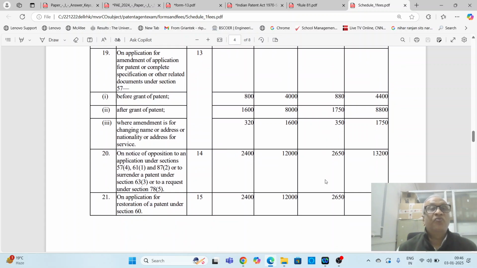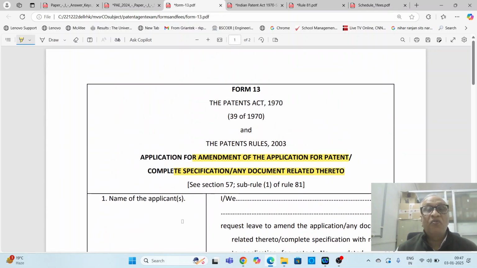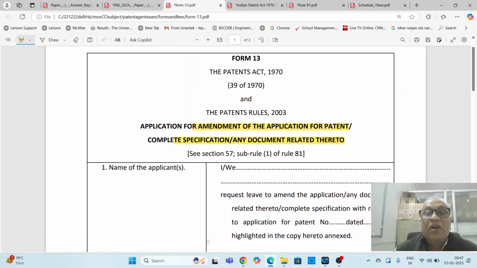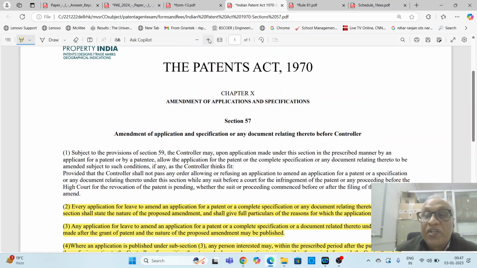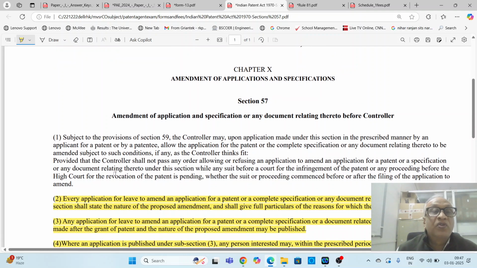Now coming to form 13. So let us look at form 13 once again. What form 13 says, we are giving an amendment of the application. We are giving the amendment for the complete specification. So related to this, we need to find out the section 57. So what section 57 speaks about?